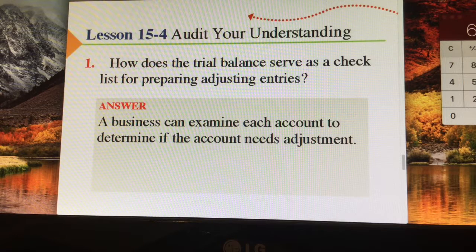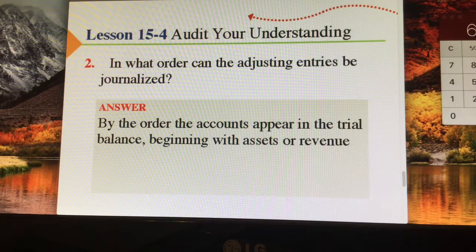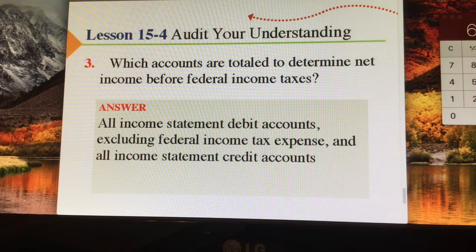So how does the trial balance serve as a checklist for preparing adjusting entries? Basically, a business can examine each account to determine if an account needs adjusting. In what order can adjusting entries be journalized? By the order the accounts appear in the trial balance, beginning with assets or revenue. Which accounts are totaled to determine net income before federal income taxes? All income statement debit accounts, which will exclude federal income tax expense, and then all income statement credit accounts.